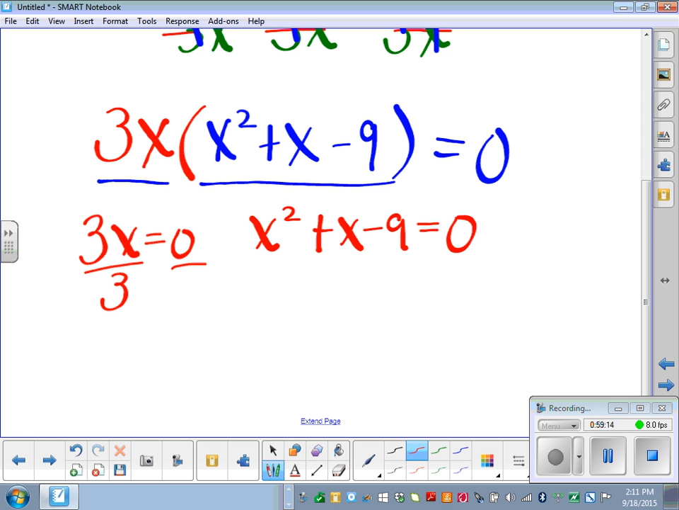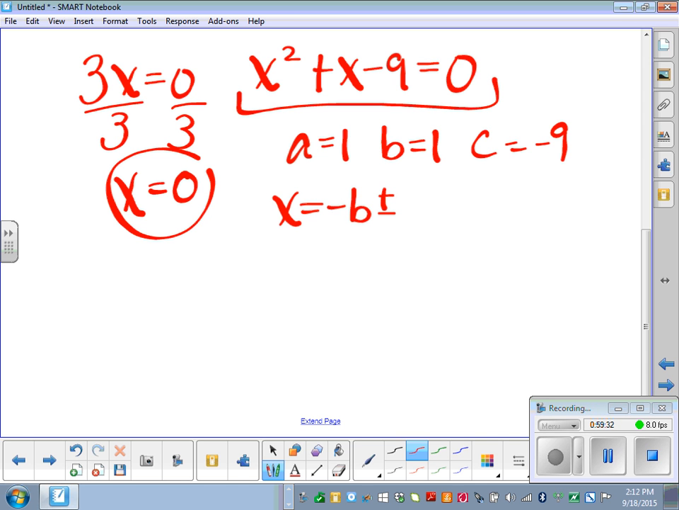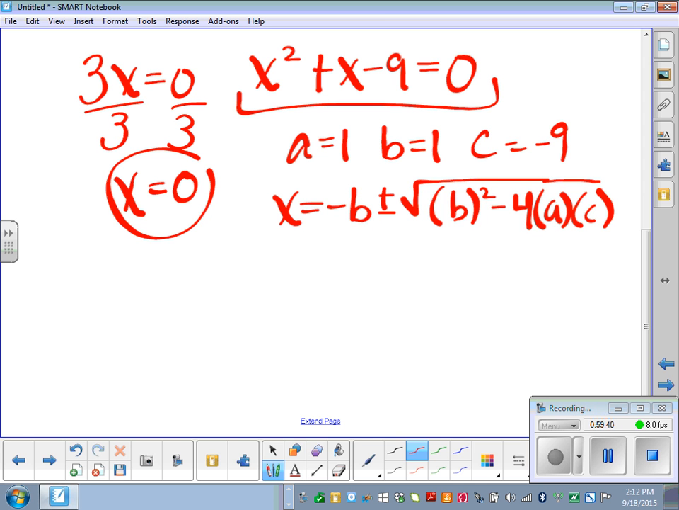Now here it's easy to solve for x here. We'll divide both sides by 3. We get x is equal to 0. But this part's going to take a little bit longer. We'll have to do our quadratic formula. So a is equal to 1, b is equal to 1, and c is equal to negative 9. So then quadratic formula here, x equals negative b plus or minus the square root of b squared minus 4 times a times c, and then all over 2 times a. So let's plug it in.